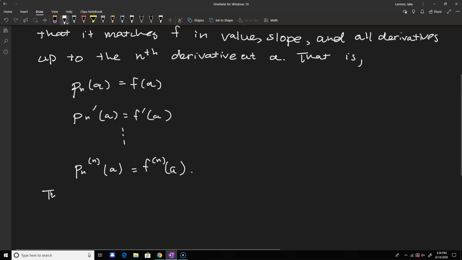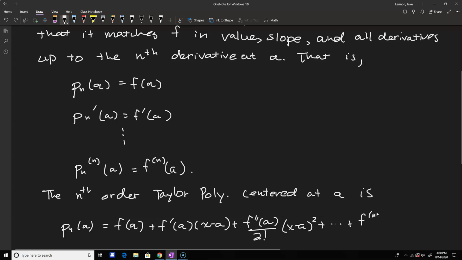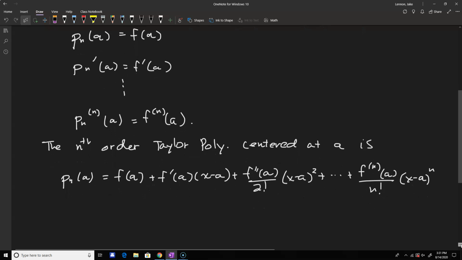Okay, so the nth order Taylor polynomial centered at a, how do we find it? Well, basically, we just take a bunch of derivatives and plug those things in and find each one. So it's f of a plus f prime of a times x minus a, plus the second derivative plugged in at a over 2 factorial times x minus a squared, and then you go all the way up until you get to the nth derivative: the nth derivative plugged in at a over n factorial times x minus a to the n. So those are the instructions for how to actually construct this thing.